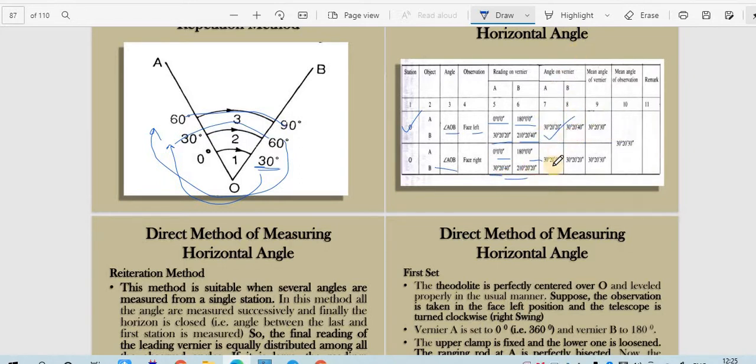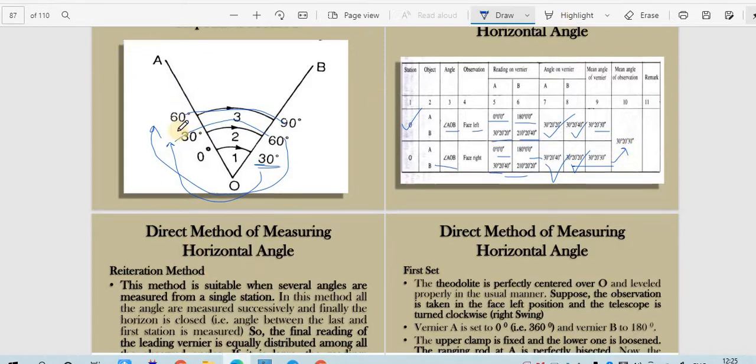Angle you can calculate. The angle at A is coming out to be 30, angle at B is coming out to be 30. In this way you have to take the mean value, so the final value is coming out to be this. So this is how you can perform your iteration method.